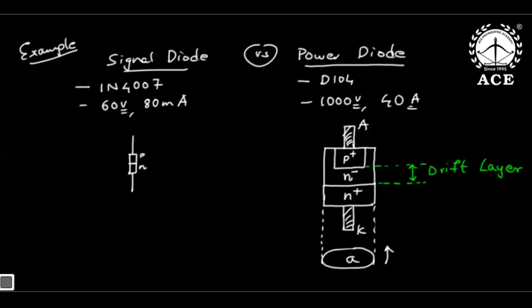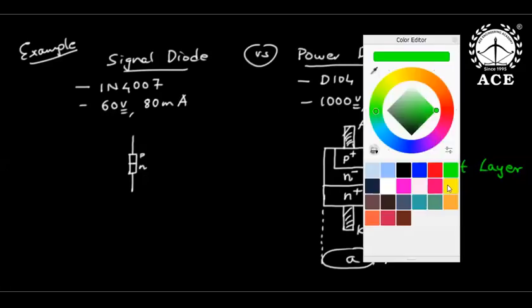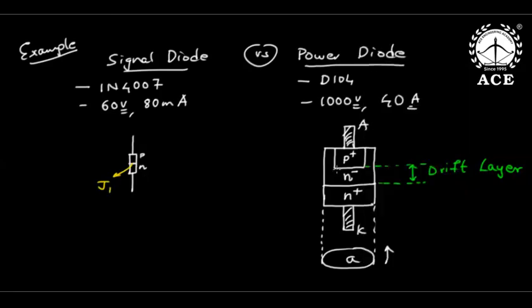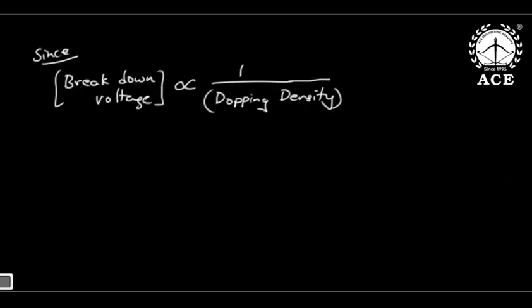But remember, here how many junctions are there? Only junction J1. Here also, how many junctions? Only one junction, please. Don't say this is a junction. This is not a junction. N plus and N minus are in fact the same material. Junction is always between P and N. So here also there is only one junction. That is why both are diodes only, each with a PN junction. The only difference is that one is lightly doped and one is heavily doped. That is the basic difference you have to understand.